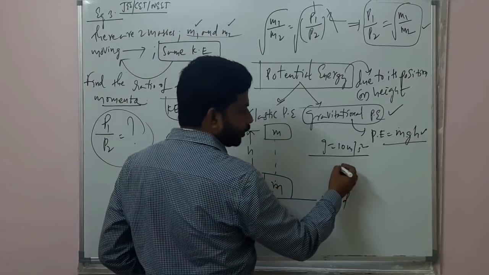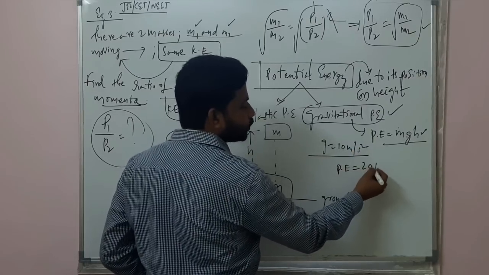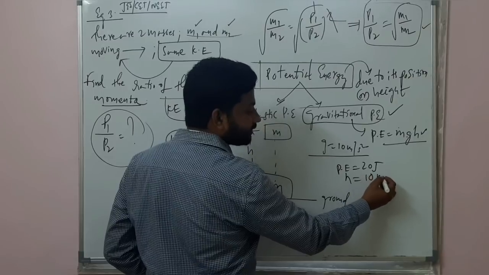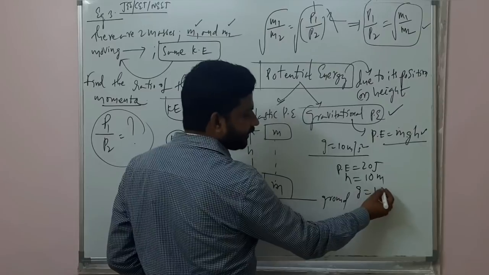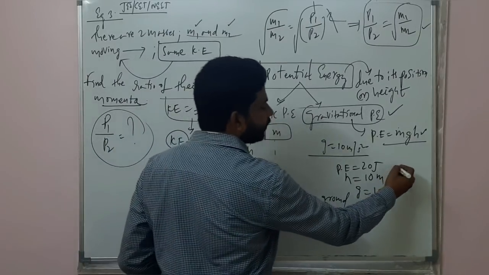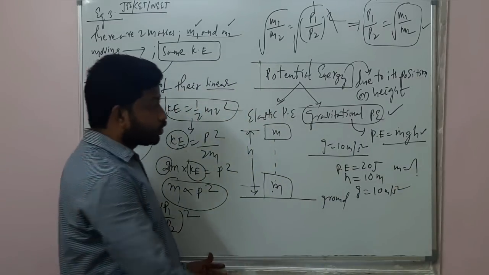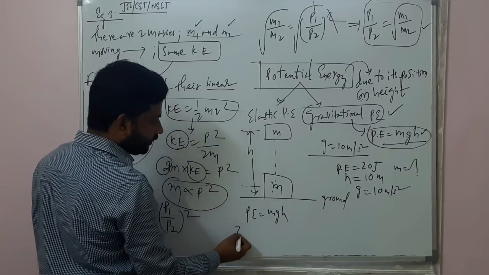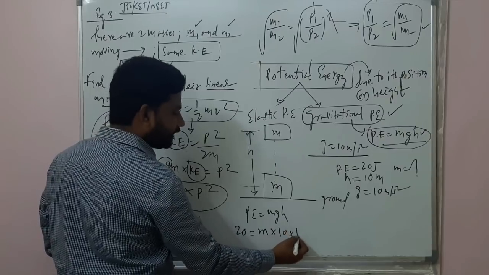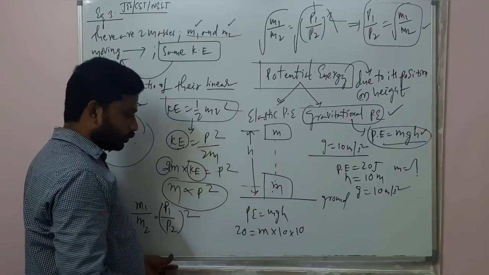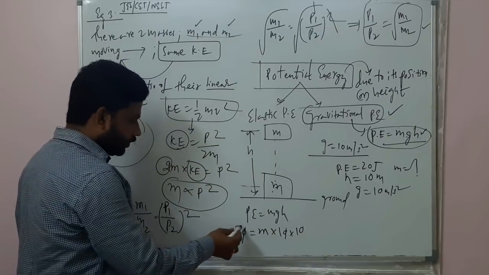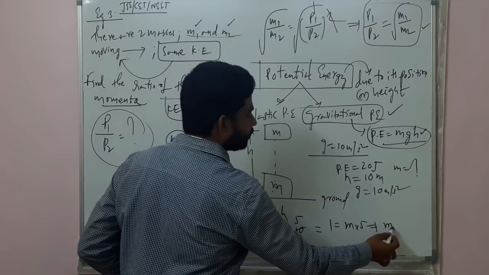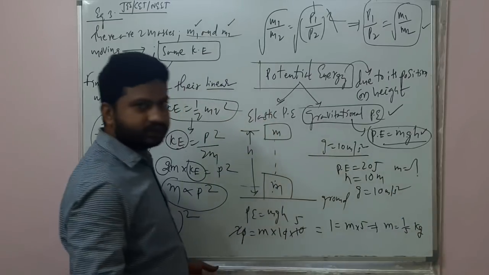For example, the potential energy stored in a body is 20 joule. The height I have taken is just 10 meters. And acceleration due to gravity, you take 10 meter per second square. The question is, find the mass of the body. Is it clear? These kinds of questions will be asked. So we need to use this equation. Potential energy is equal to mgh. What is potential energy given? 20 is equal to m, mass is not given, g is 10, height is also 10. So the 10 and 0 cancel. 2 fives are 10. So 1 is equal to m into 5. So from here, m is equal to 1 by 5 kilogram. Questions like these will be asked.